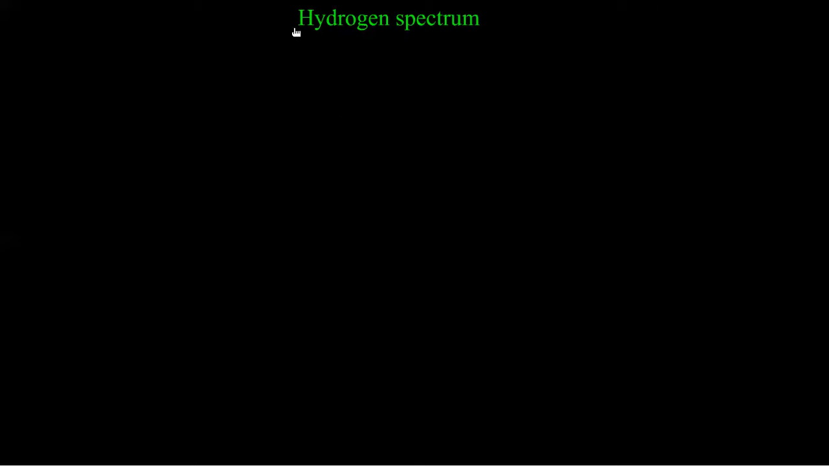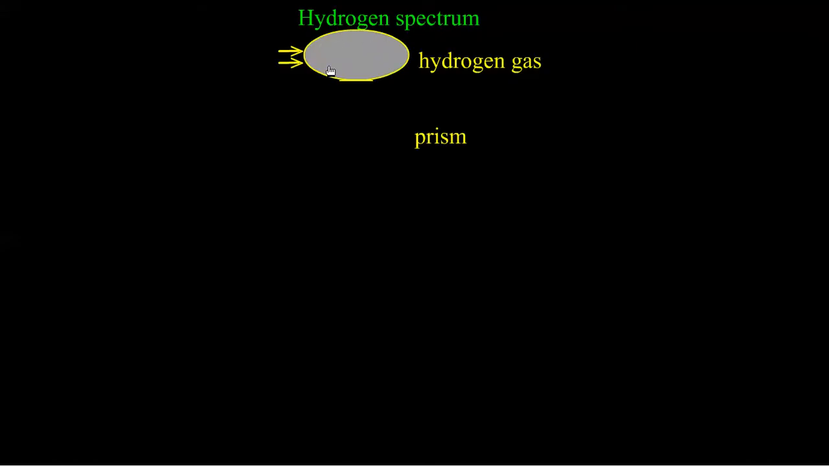Let us know about the hydrogen spectrum. Hydrogen is the simplest element and therefore it is the first element in the periodic table. Consider hydrogen gas in a container. When this gas is heated, hydrogen atoms are excited.